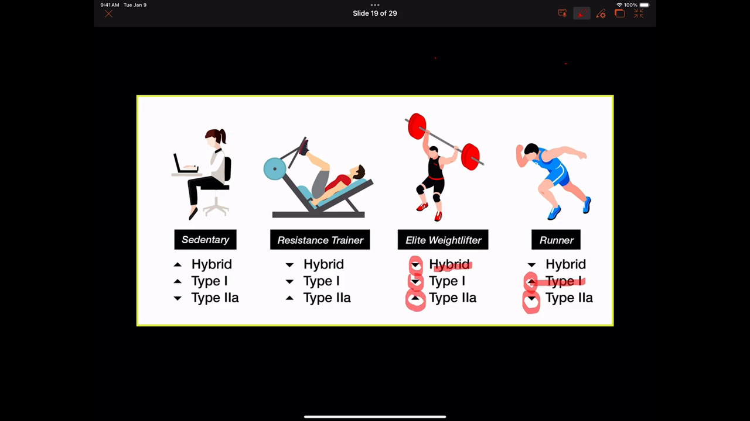Don't worry about hybrid fibers. We're not going to talk about that in this class. This is an introduction to kinesiology and exercise science. If I look at resistance training, well, I told you type 2 fibers go up, type 1 fibers go down. And if we're just sitting at a desk, type 1 fibers go up, type 2 fibers go down. And again, don't worry about hybrid. You will be asked this on your exam. So please pay attention to that.